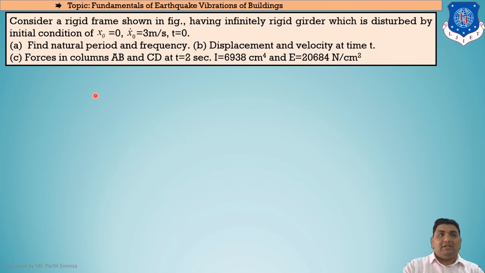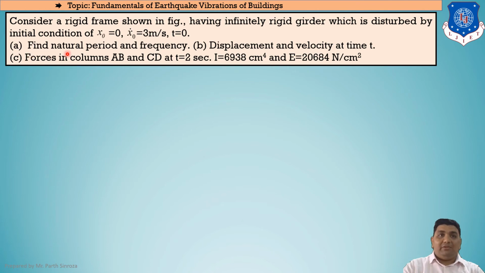The question here is, consider a rigid frame that is shown in the figure having infinitely rigid girder, that is EI for beam is infinity, which is disturbed by the initial condition of x0 equal to 0 and x0 dot, that is initial displacement is 0 and initial velocity is 3 meter per second and the time period is 0. Clear? So we need to find three cases.